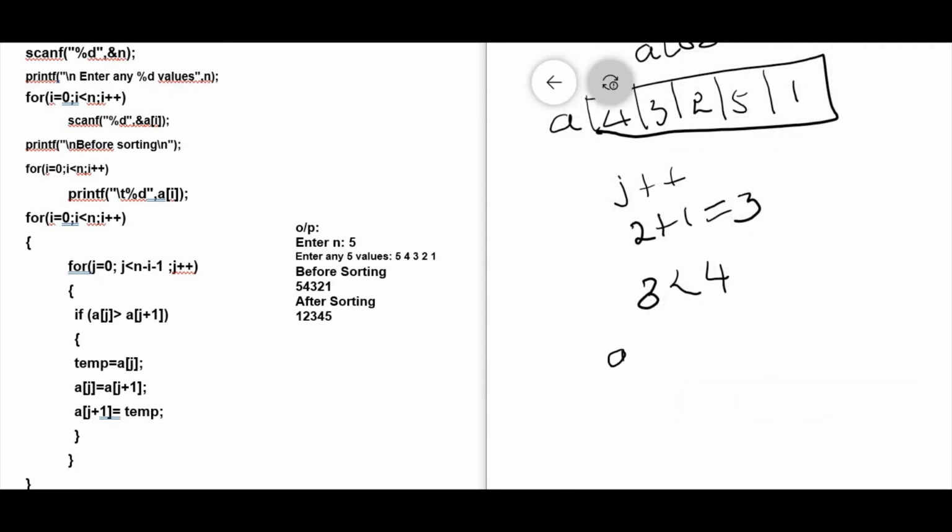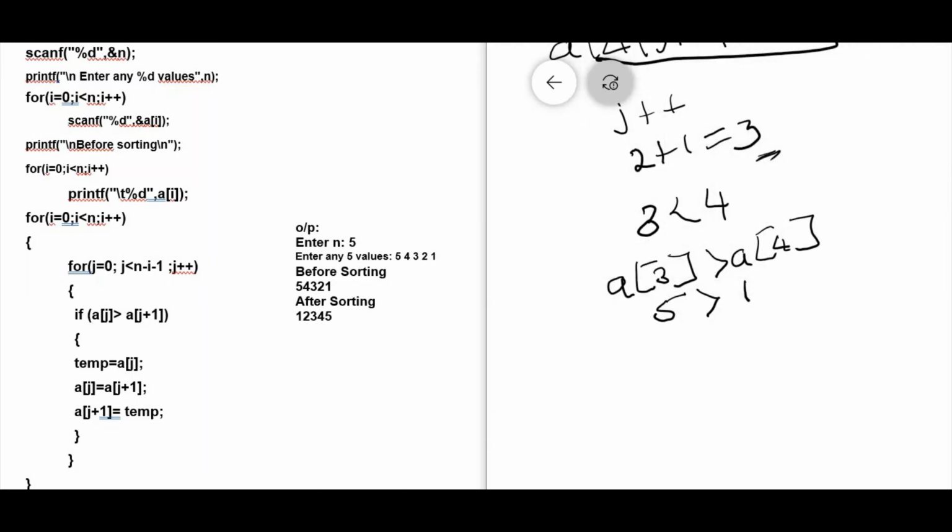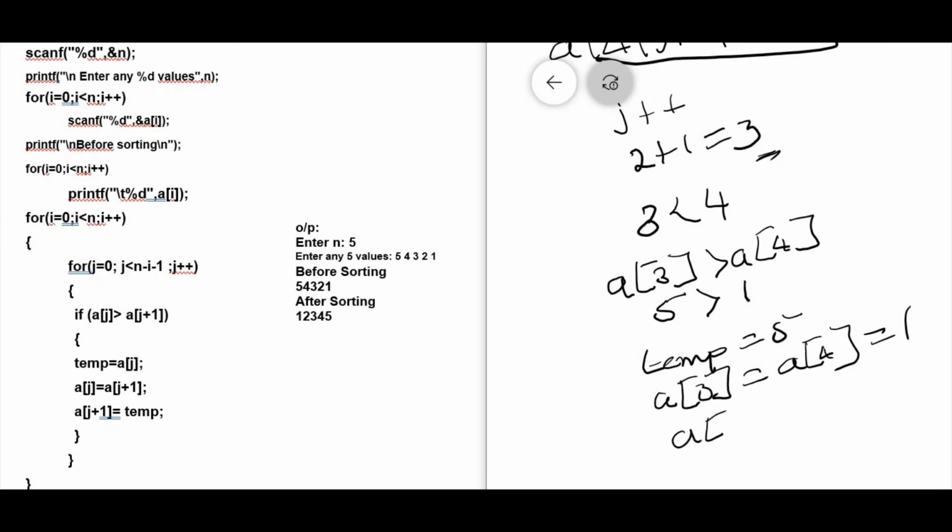In the if, what is written? A of j. Now j here is 3. A of 3, is it greater than A of 4? Now A of 3 is 5. Is it greater than 1 is being checked. Yes, it is greater than 1. So the exchange of the values will be done. Like temp is 5, A of 3 becomes A of 4, which is nothing but equal to 1, and A of 4 becomes temp, which is equal to 5.